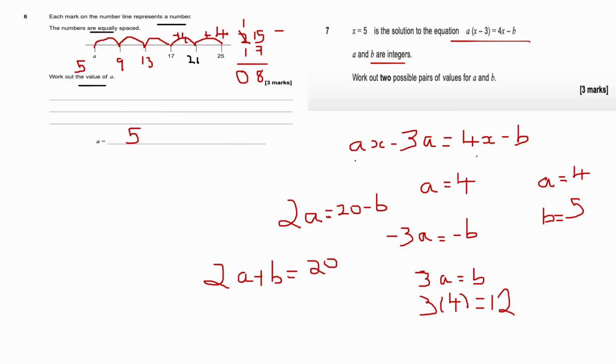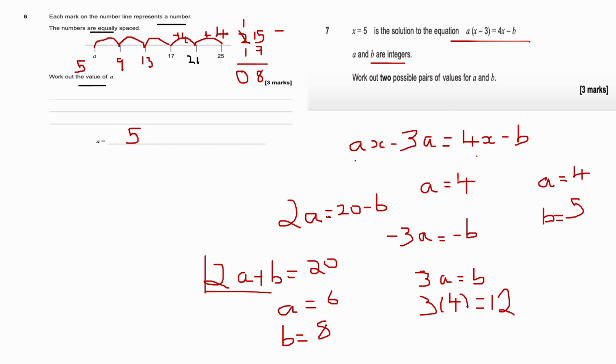Okay, so a possible value, a could be, let's say, a could be equal to 6, and b could equal 8. Okay, so that's just picking another possible value, or values. So 2a plus b has to equal 20, and then I picked a value for that. So a equals 4 and b equals 5 would satisfy this, okay, and then picking this one would also give me an answer.